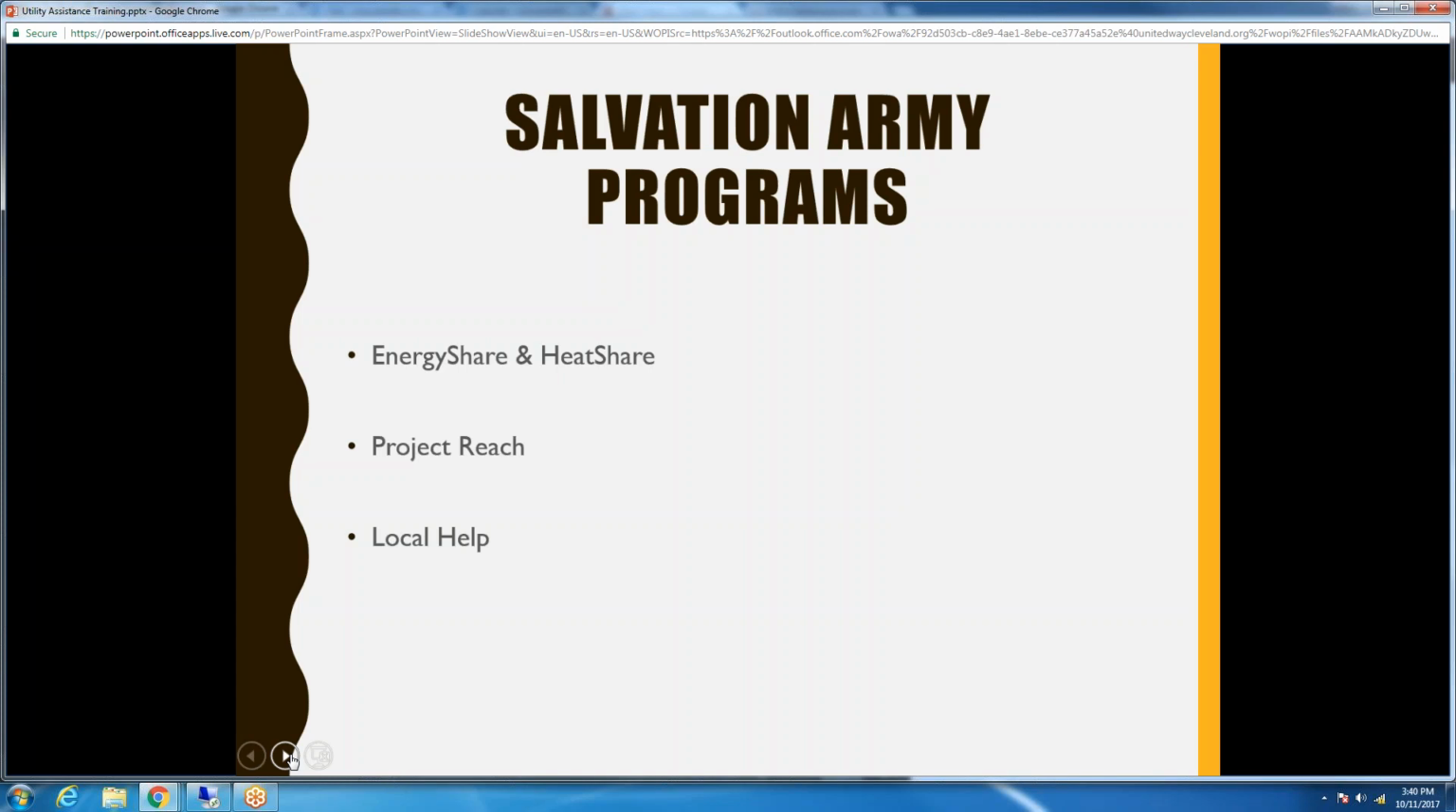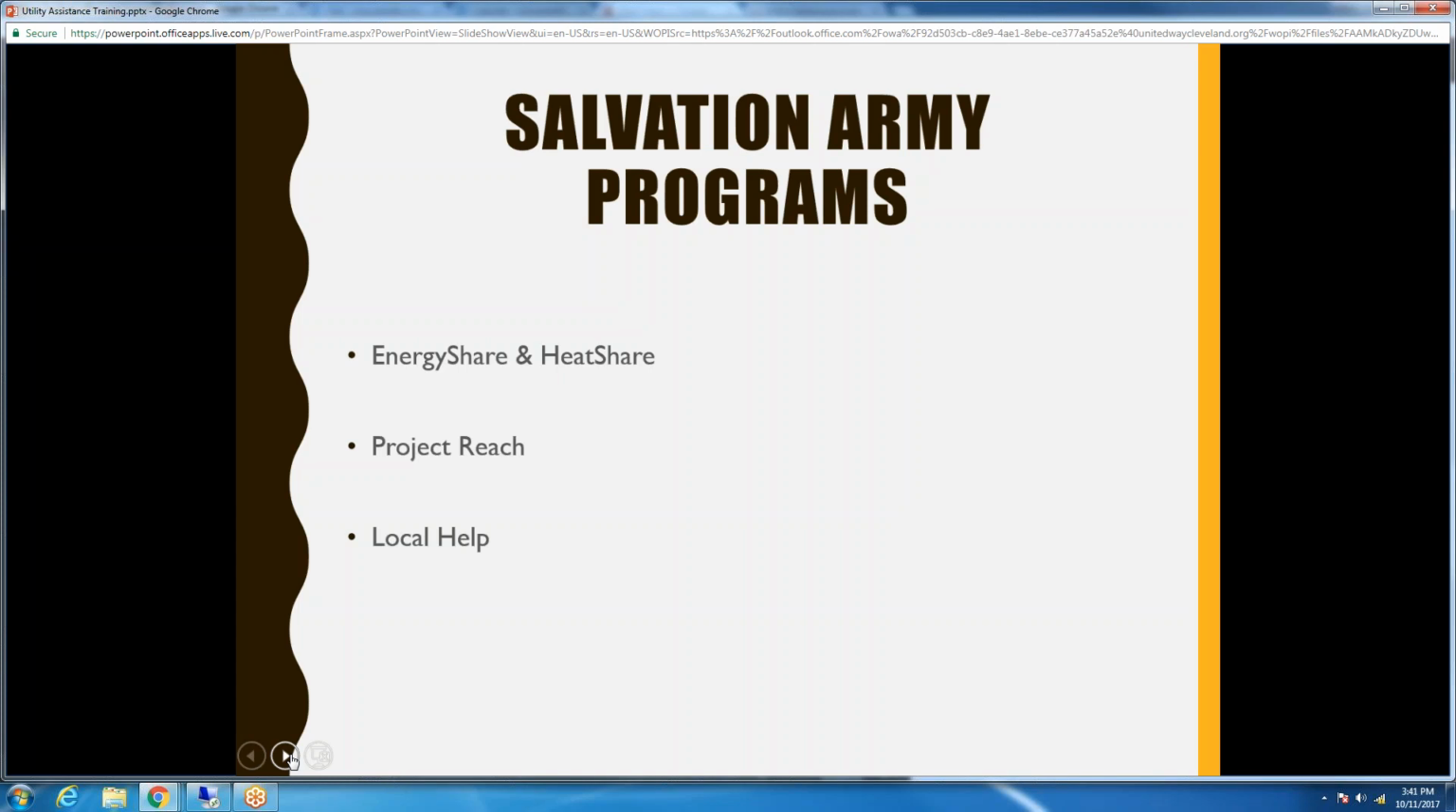So Energy Share is for Dominion East Ohio customers, and it is also a program of last resort for those facing financial hardships. Once again, they must apply for HEAP first before applying to this program, but it can provide up to $300. The program is available January 1st through May 31st.